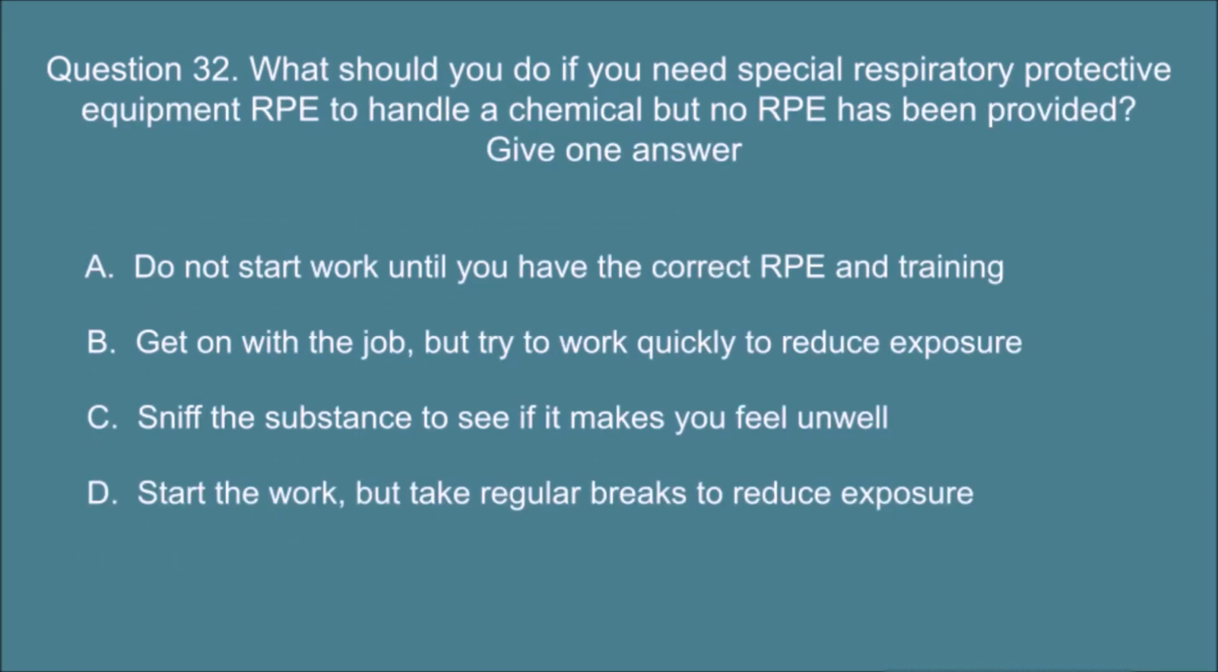Question 32. What should you do if you need special respiratory protective equipment, RPE, to handle a chemical but no RPE has been provided? Give one answer. A, do not start work until you have the correct RPE and training. B. Get on with the job, but try to work quickly to reduce exposure. C. Sniff the substance to see if it makes you feel unwell. D. Start the work, but take regular breaks to reduce exposure.